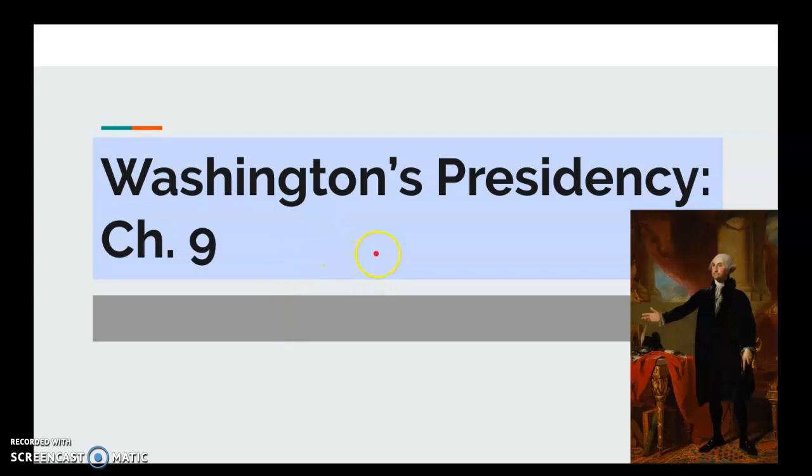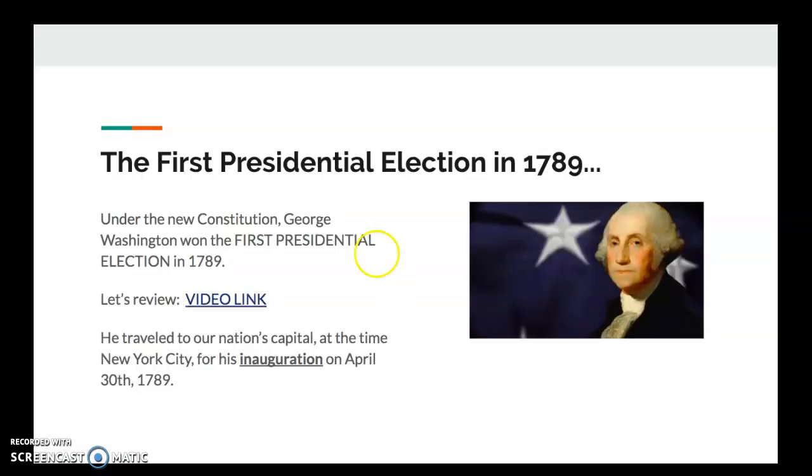So we're going to go through these slides together. I'm going to point some things out because, like I said, this is our first time going through this virtual learning thing, and I'm learning as much about it as you are. I'm going to walk you through how these slides are going to work. There are some features I want you to be aware of as we get into it. All right, with that said, let's go into chapter 9, Washington's presidency.